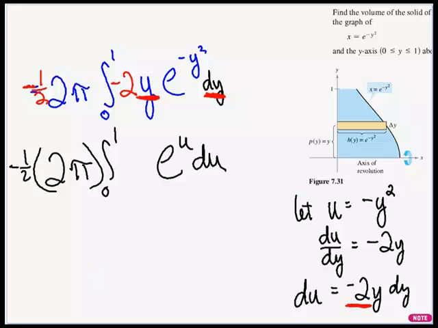All right, we're ready to integrate. Let's simplify first to the left of the integral sign. Negative 1/2 times 2 pi is negative pi. And we are integrating. What is the antiderivative of e to the u? Well, e to the u is its own derivative. It's its own integral. So the antiderivative is itself, e to the u. And let's plug back in our u sub, negative y squared. And we will evaluate from 0 to 1.